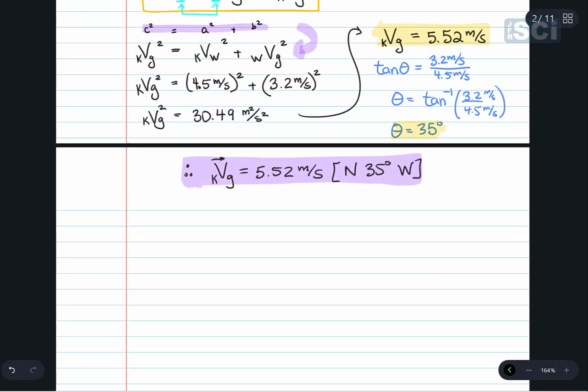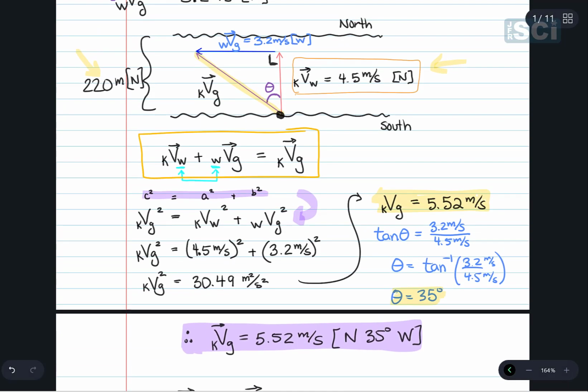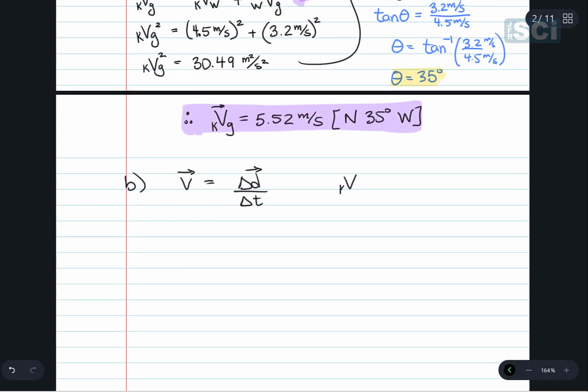Okay, so for B part here, let's do that. B part, I'm going to remember that speed is equal to distance or displacement divided by the change in time. I remember that. So let's bring that into relative motion. Well, I said the velocity we're going to use is the one that's in the north direction. So that's the kayaker relative to the water. And the displacement we're going to follow is that one that's also in the north direction. So that's going to be the delta D, and we're going to say in the north direction. And then we're going to say delta t. That's what we're trying to find. We're trying to find this time.